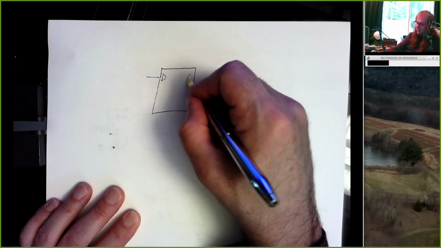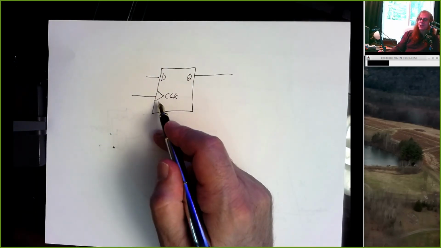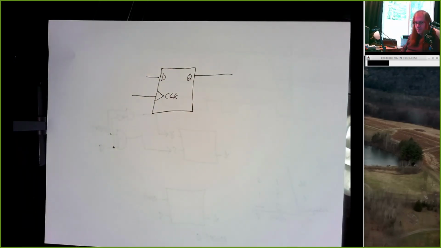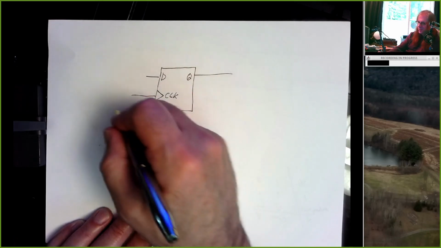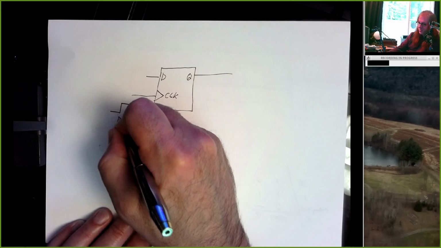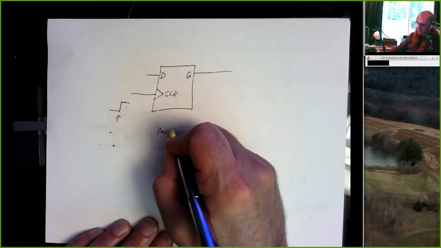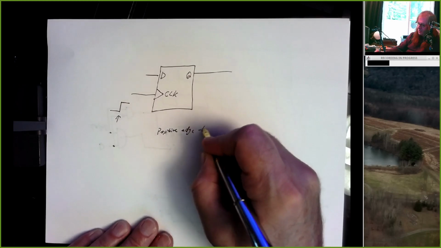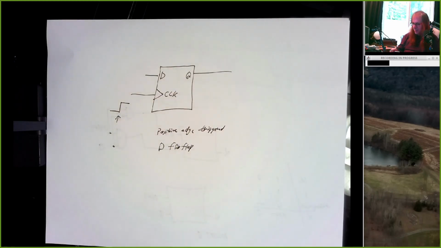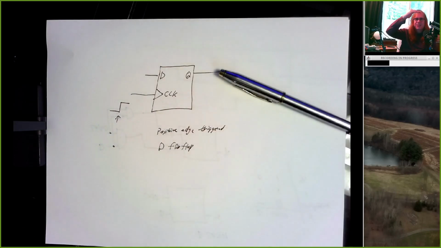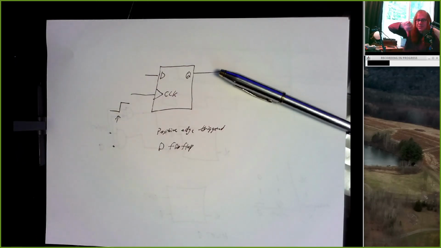So we have an input D, we have an output Q, and we have a clock. And I've drawn the clock with a little triangle on the input. That means it's edge-triggered. So this clock has no effect on the circuit, except at the moment when it changes from a 0 to a 1. So we can say this is a positive edge triggered D flip-flop. A negative edge triggered flip-flop would respond when the clock changed from a 1 to a 0. So we call this a positive edge if it's increasing, a negative edge if it's decreasing, 1 to 0.